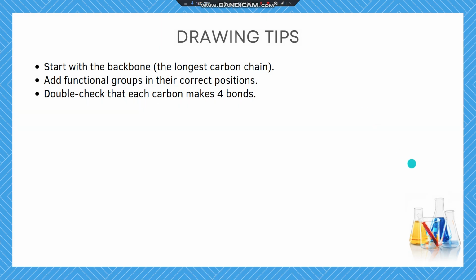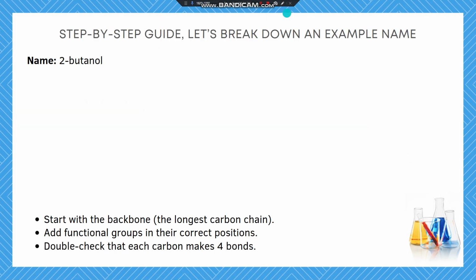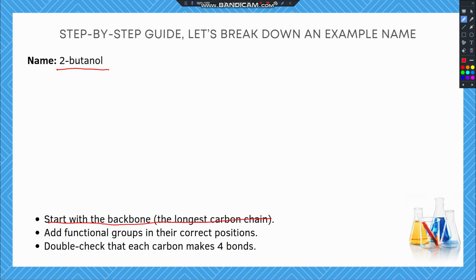So we need to check and make sure that those 4 bonds are fully occupied. So let's treat some examples. Now we have the first example, the name 2-butanol. So rule number 1 says start with the backbone, the longest carbon chain. We have the name but, which tells us that we have 4 carbon atoms. So we have C, C, C, C, 4 carbon atoms taken care of. The next thing is to add functional groups in their correct positions.